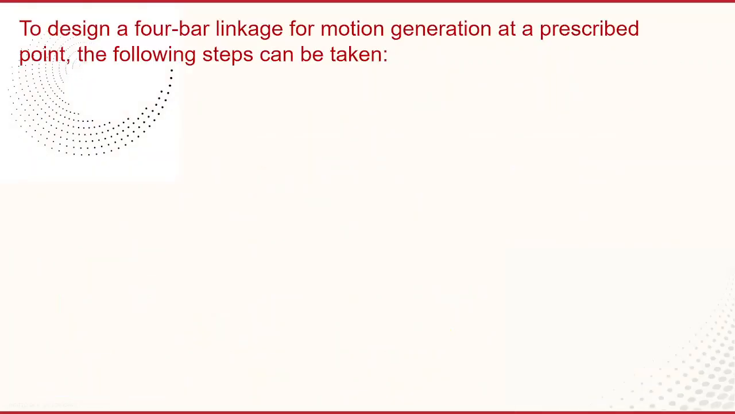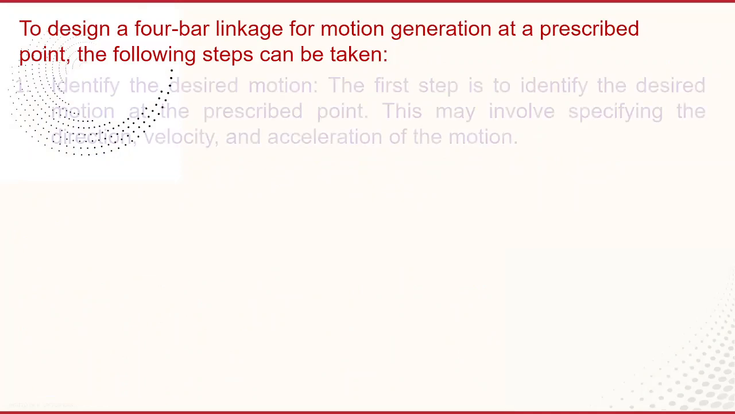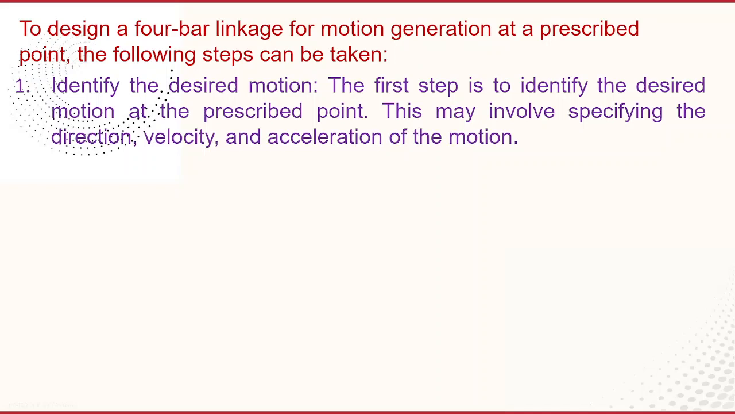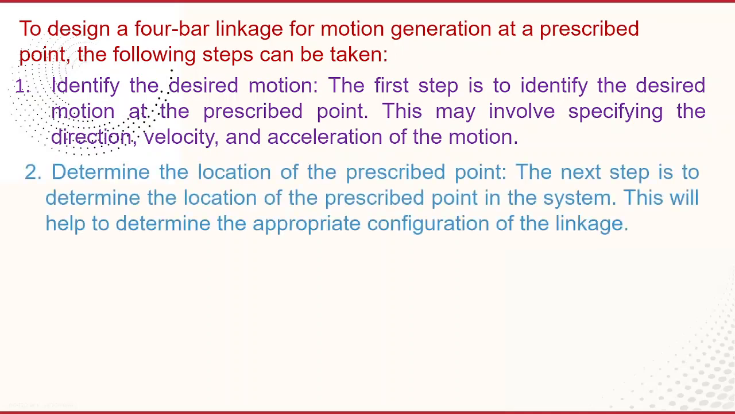To design a 4-bar linkage for motion generation at a prescribed point, the following steps can be taken. First, identify the desired motion. The first step is to identify the desired motion at the prescribed point. This may involve specifying the direction, velocity, and acceleration of the motion. Second, determine the location of the prescribed point. The next step is to determine the location of the prescribed point in the system. This will help to determine the appropriate configuration of the linkage.